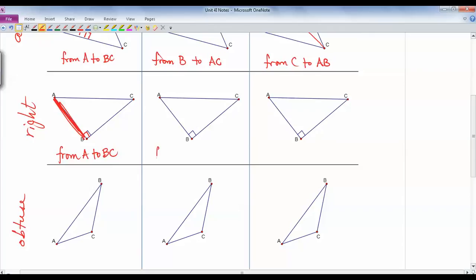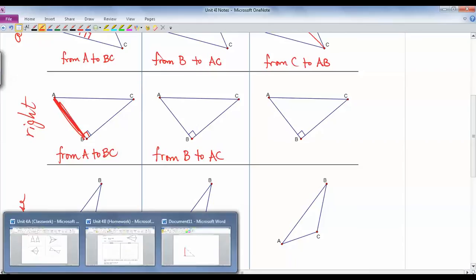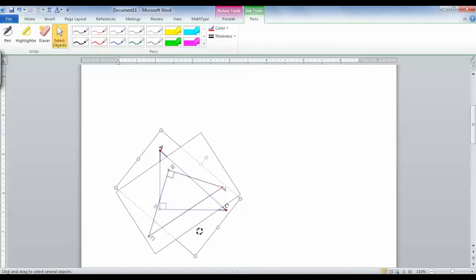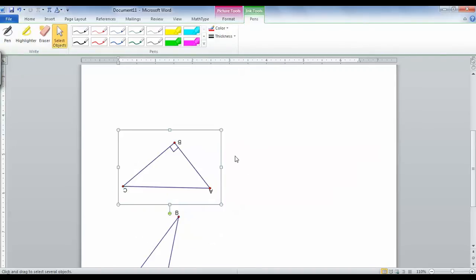If I started at point B to side AC, then B is the peak and AC is the ground. So if I come back over here, and I make B the peak and AC the ground, it kind of looks like this. And I'm just going to come straight down from B to AC.